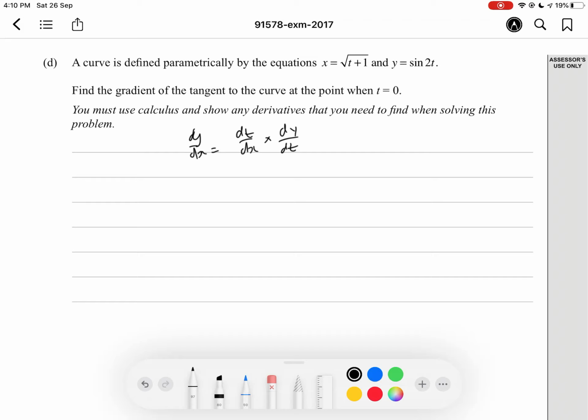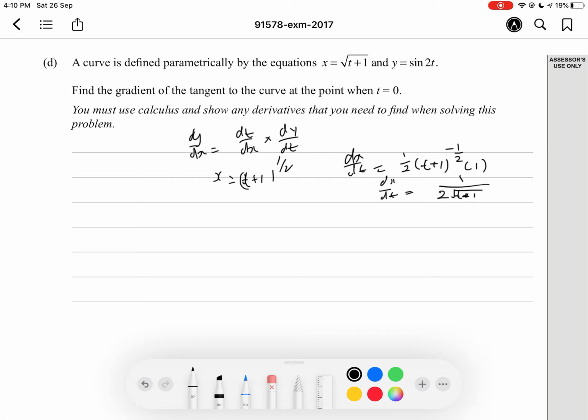Alright, so to differentiate x equals square root of t plus 1, we say x equals (t plus 1) to the power of 1/2, and we can use the chain rule in order to differentiate. So dx over dt equals 1/2 of (t plus 1) to the power of negative 1/2 times the derivative of t plus 1, which is just 1. So therefore dx over dt, if we tidy this up a little bit, we get 1 over 2 square root of t plus 1.